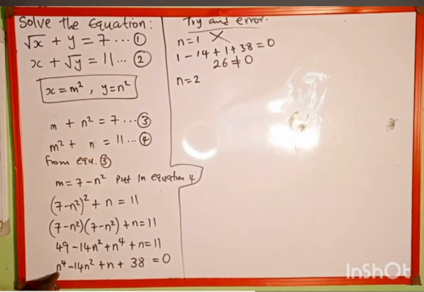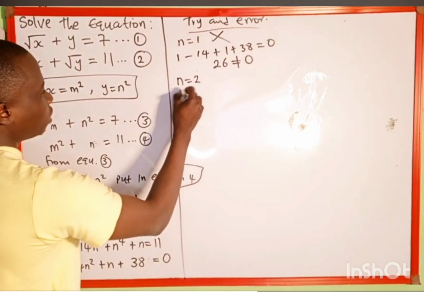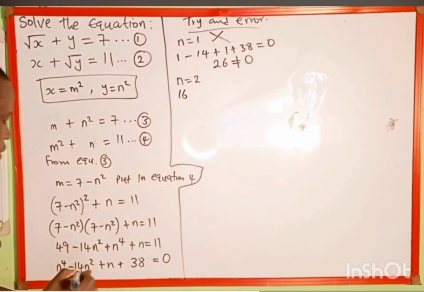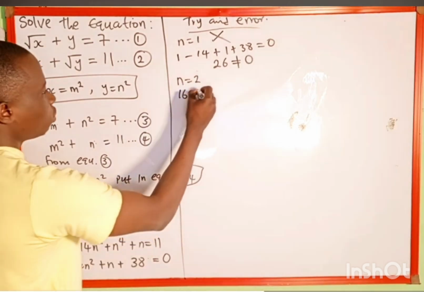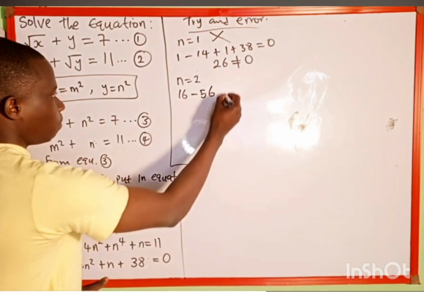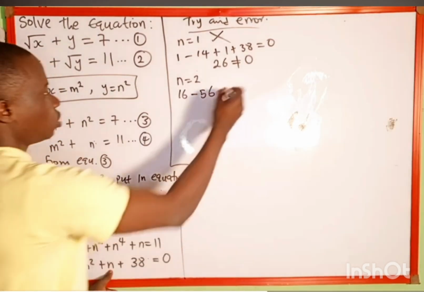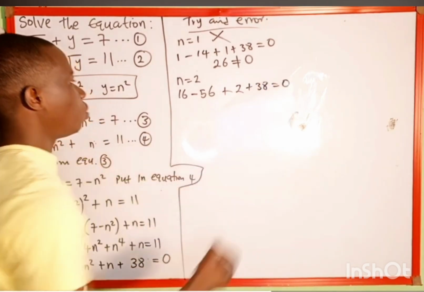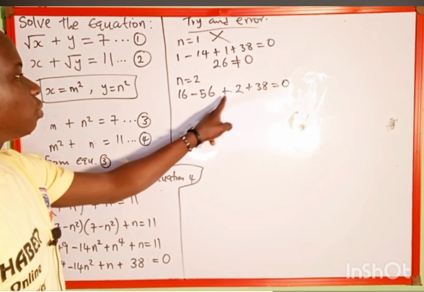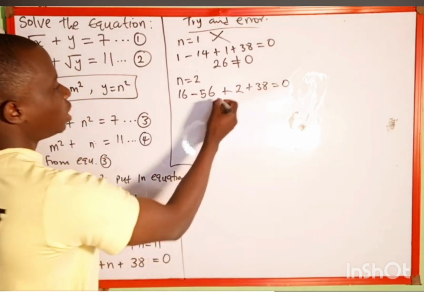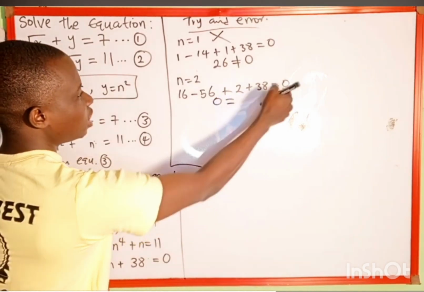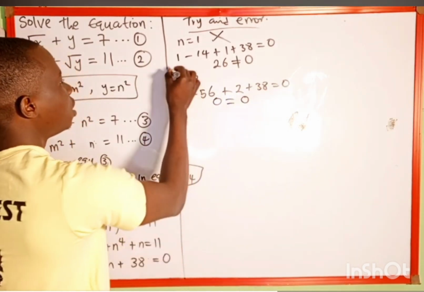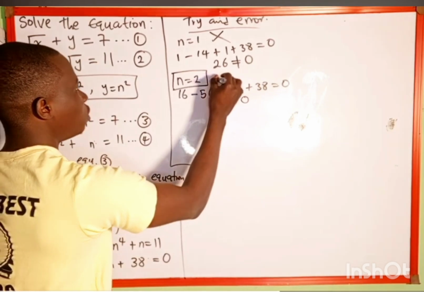When we plug in 2 here, 2 to the power 4 is going to give us 16. Then 2 raised to the power of 2 is going to give us 4. Then 4 multiplied by negative 14 is going to give us negative 56. Then plus 2, then plus 38 is equal to 0. So 16 minus 56 plus 2 plus 38 is the same as 0, and 0 is the same as the right answer, which is 0. That means n equals 2 is one of the solutions.